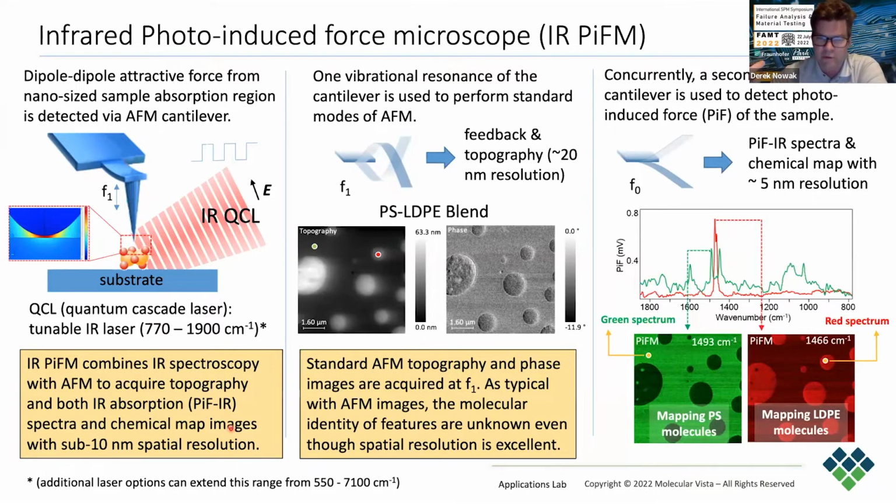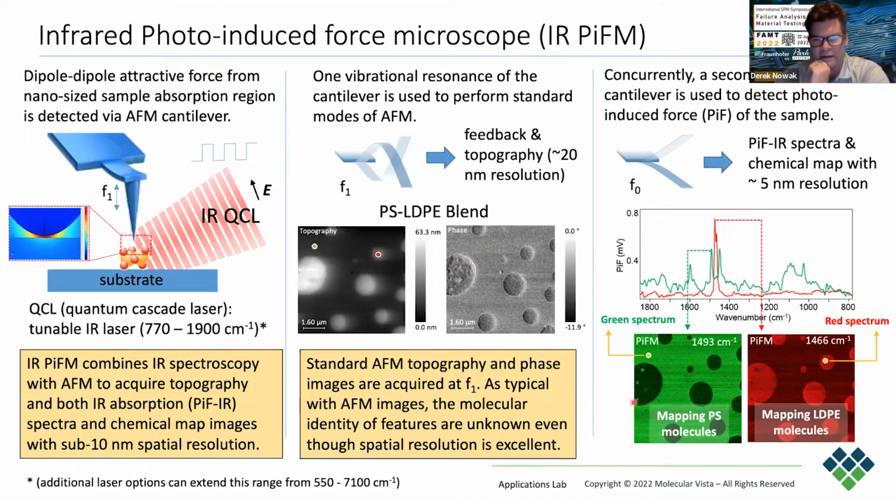Now, the cool thing is it's all bimodal. So we get this information at the same time. As we're acquiring the PiFM image, we are acquiring topography, phase, your other traditional AFM channels at the same time. And so if you flip over here to the far right column, you can see how we're looking at this polystyrene low density polyethylene blend and highlighting via absorption wave numbers for those two molecules, where the polystyrene molecules are or where the low density polyethylene molecules are.